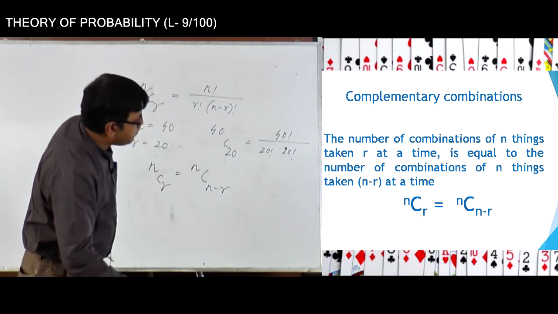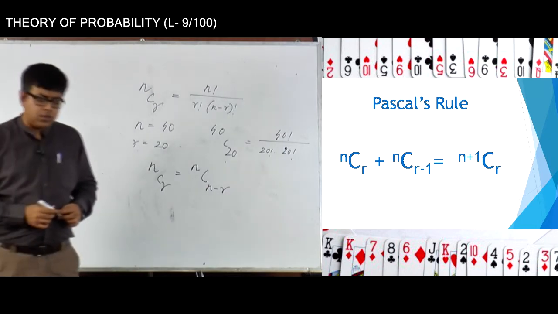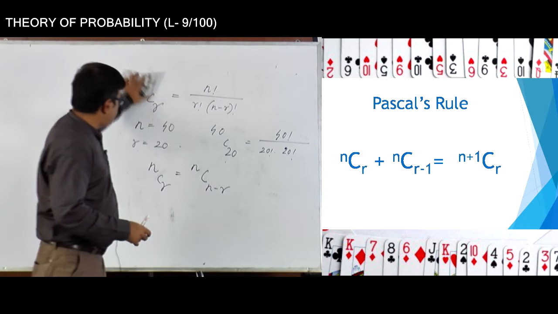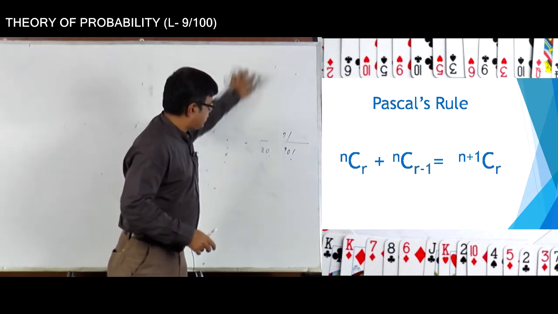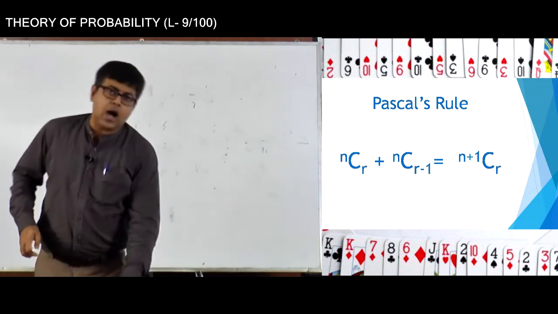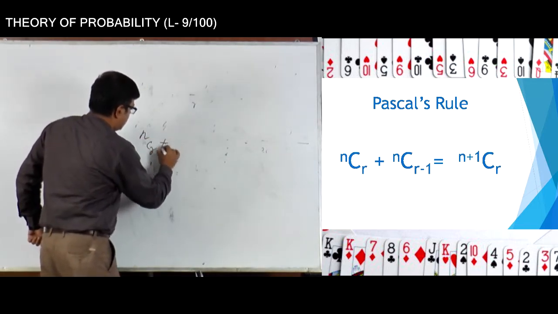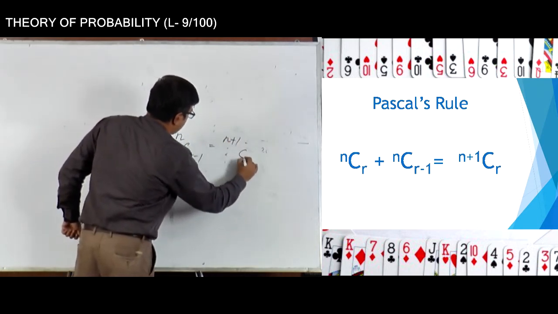Now, another very important result, which we normally call Pascal's rule, is one that we quite often use in combination. What is this Pascal's rule? If you look at the slide, I have written NCR plus NC(R minus 1) is equal to (N plus 1)CR.